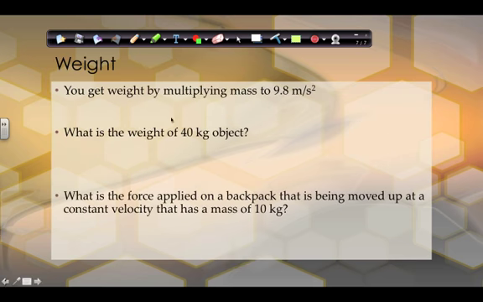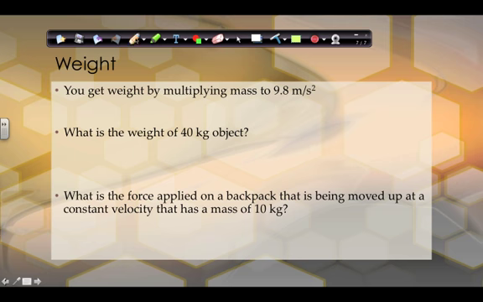Okay, so weight is something that we cannot forget about. You will get the weight by multiplying the mass by everybody's favorite number, 9.8 meters per second squared. Do not make this number negative though. So what is the weight of a 40 kilogram object?